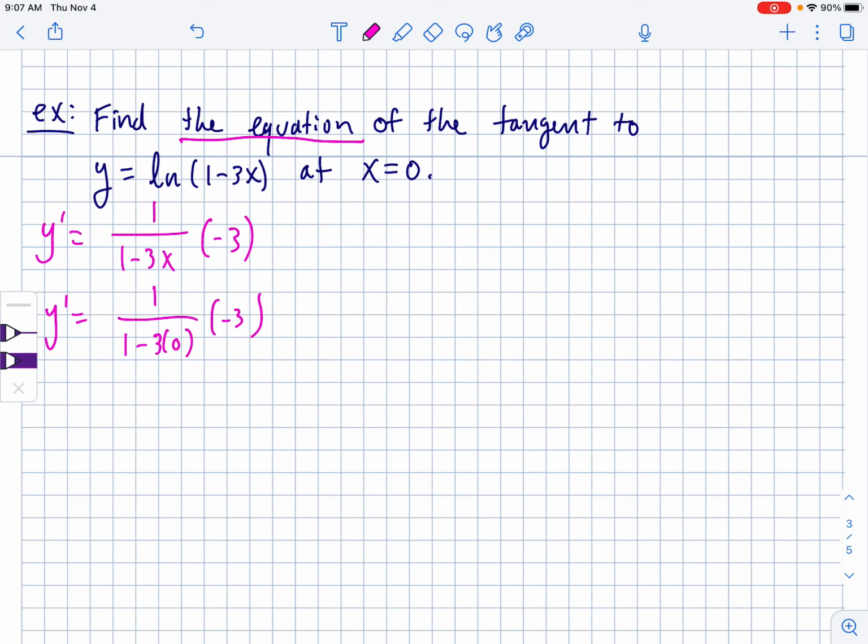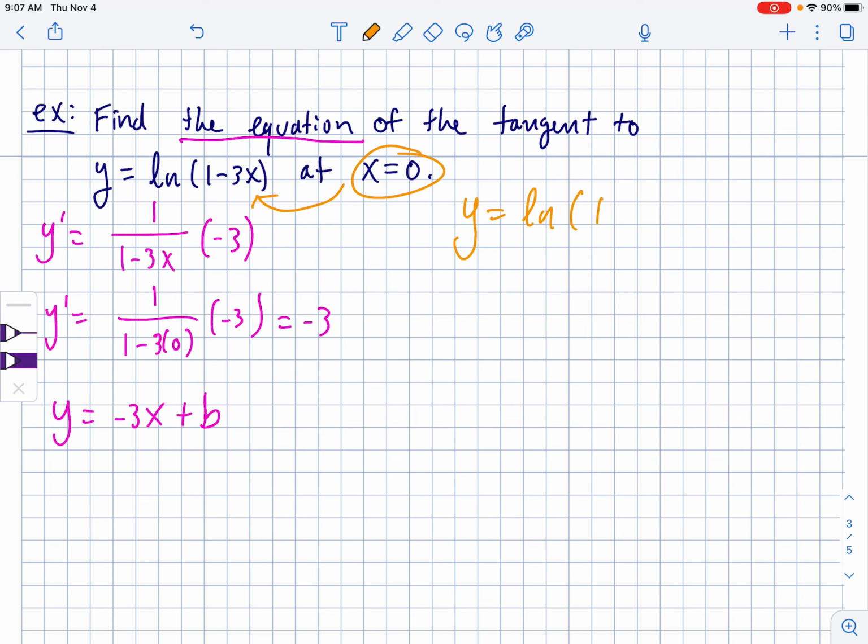So in the bottom, we just get 1. So I think this whole thing is just -3. Sounds right. So that means our equation is y equals -3x plus b. I don't know the b value, so we need to plug in a point. So if you take this and plug it into the original equation, we can figure out the point.